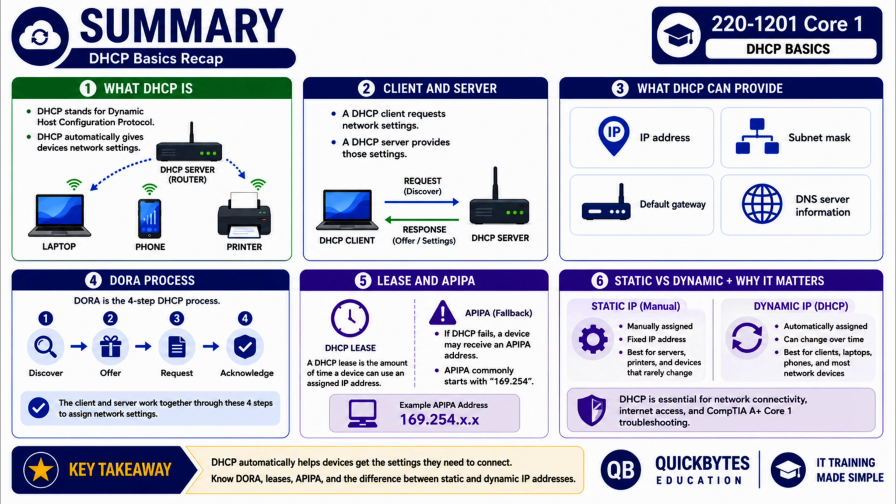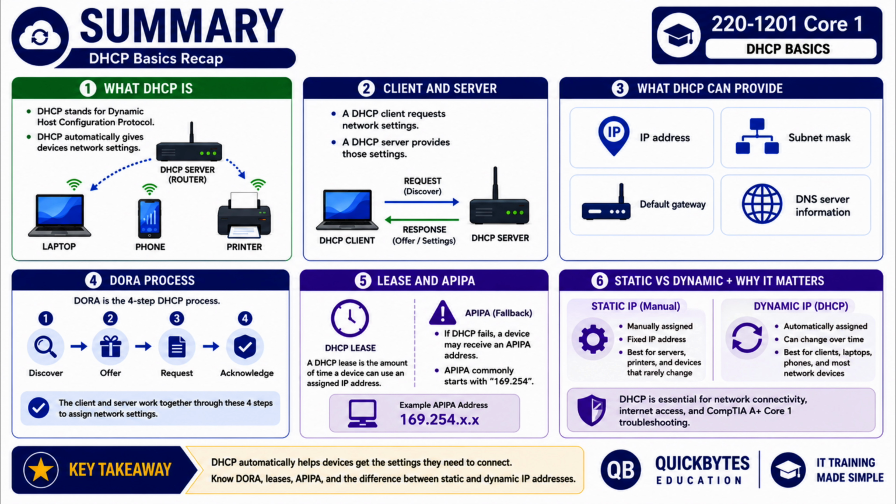Here's what you just learned. DHCP stands for Dynamic Host Configuration Protocol. DHCP automatically gives devices network settings. A DHCP client requests network settings. A DHCP server provides those settings. DHCP can provide an IP address, subnet mask, default gateway, and DNS server information. The DHCP process is often remembered as DORA: discover, offer, request, acknowledge.